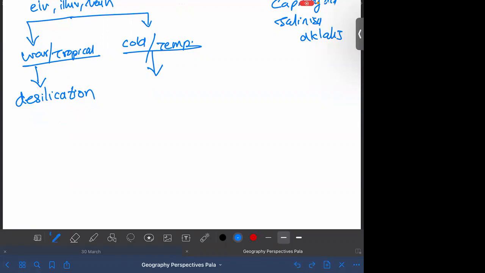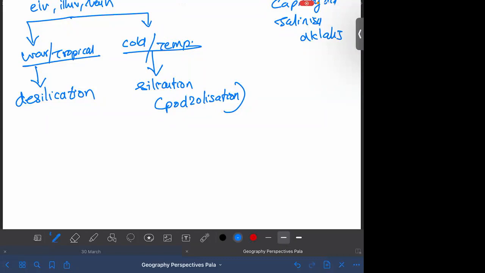Here, in the process of silication, the soil becomes rich in silica. Silica is not leached or eluviated, but rather other minerals are eluviated. So this is known by the name podsolization. These are the two kinds of activities that are happening in these regions.